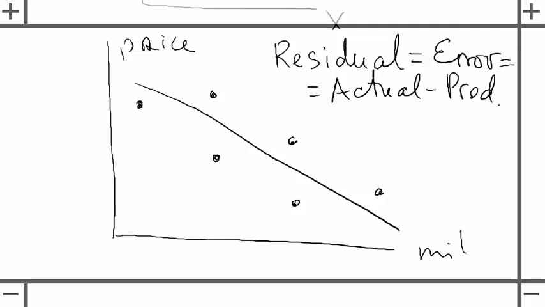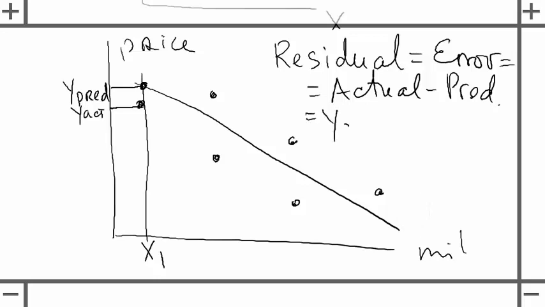So here's where the residual comes from. Let's take a look at this car right here. It has X1 miles on it. What is my prediction for the price of this car? Prediction is right here. This is my Y. This is actual. No, sorry, this is predicted. What's on my straight line, that's the prediction. But this is actual right here. So this is Y actual.